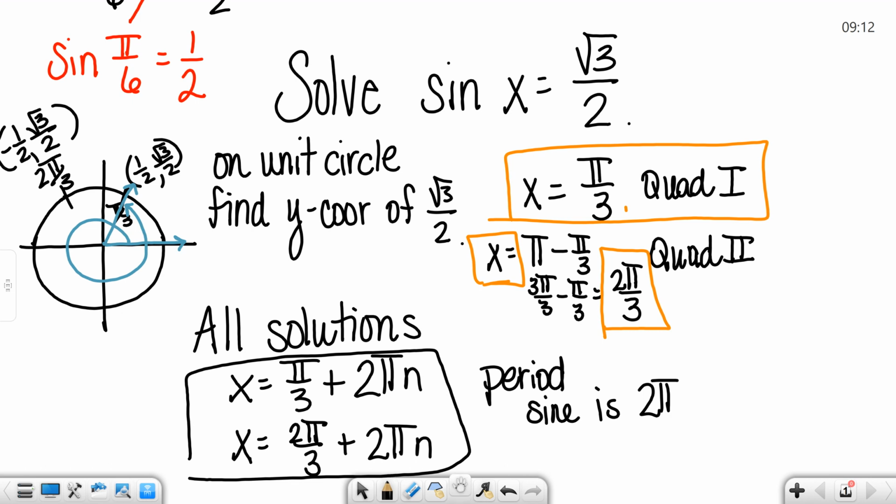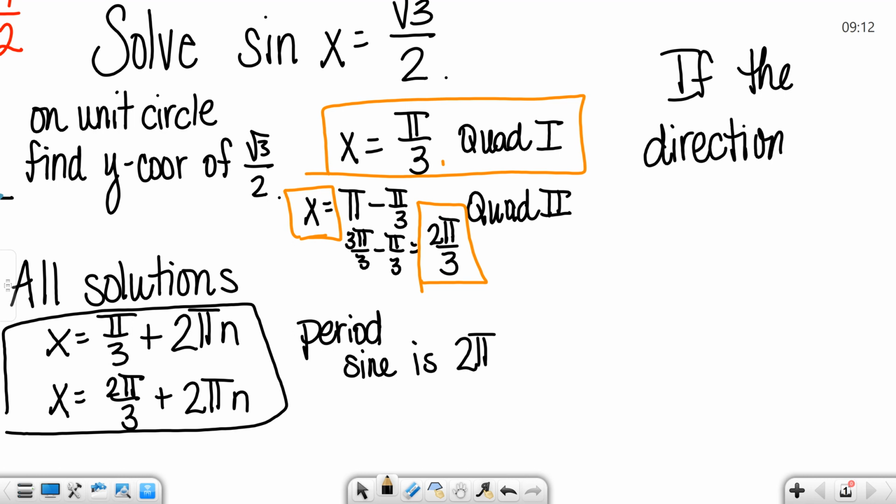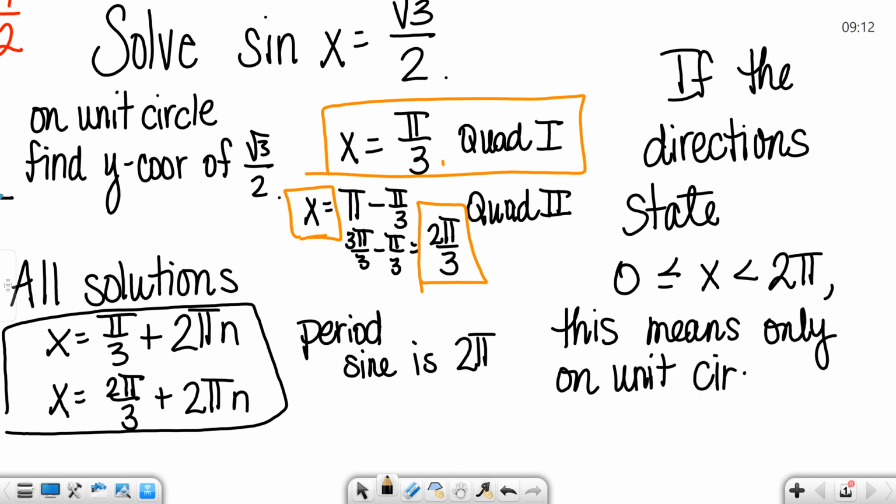Now let me show you a different type of question. Let's say this same problem says solve, but let me change the directions just a little bit. If the directions state that x has to be between 0 and 2 pi, this means only on the unit circle. We're not going around the circle more than once. Okay, we're just looking at the values on the unit circle.